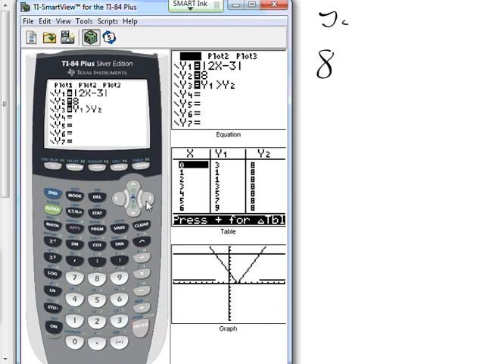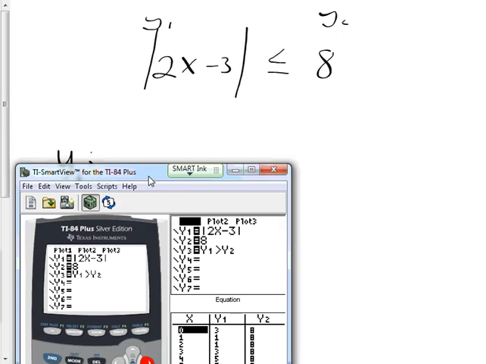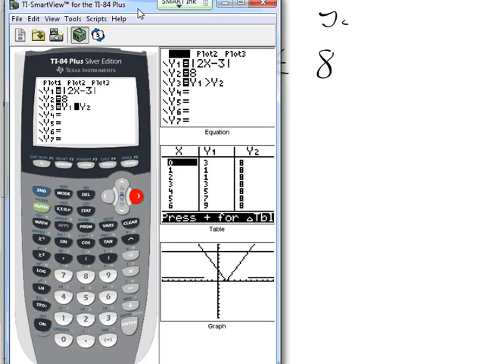Then I'm going to move over here and change this from a greater than to a less than or equal. Where is that thing found? It's under catalog again. Catalog, and then I just arrow up a whole bunch of times until I find less than or equal to.